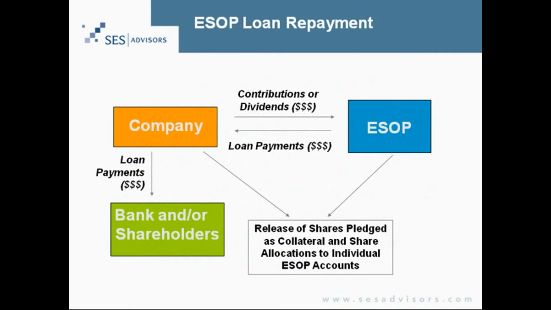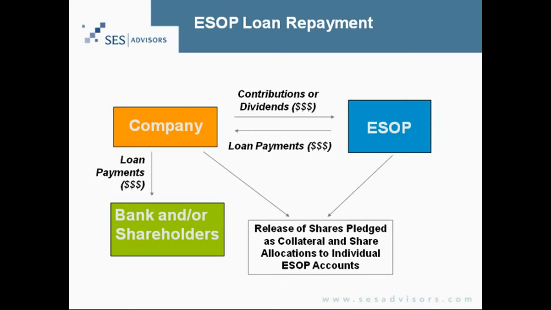Real quickly, just a chart describing that ESOP loan repayment transaction that occurs every year. Basically, contributions and or dividends are paid down to the ESOP trust. In turn, the ESOP pays its debt, the internal note debt. This is principal and interest under the terms of that internal note. The company, in turn, makes loan payments to the bank and or selling shareholder.